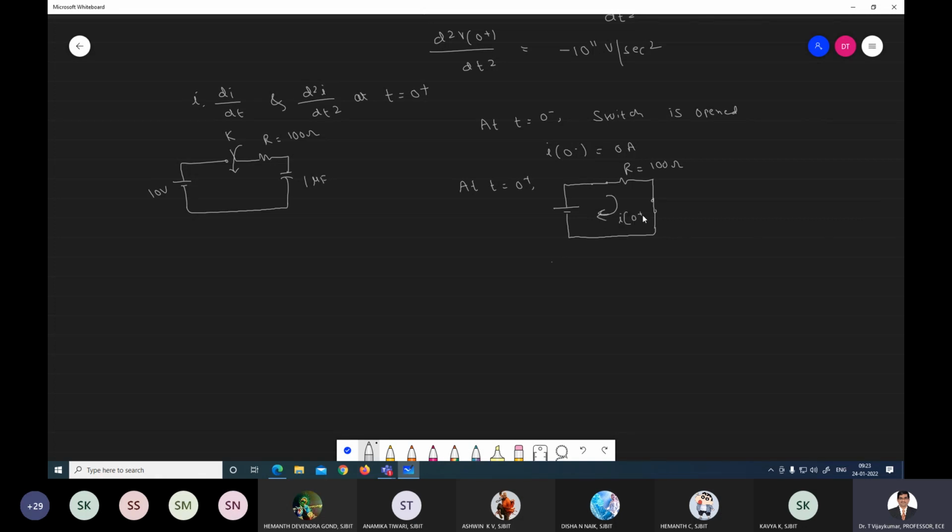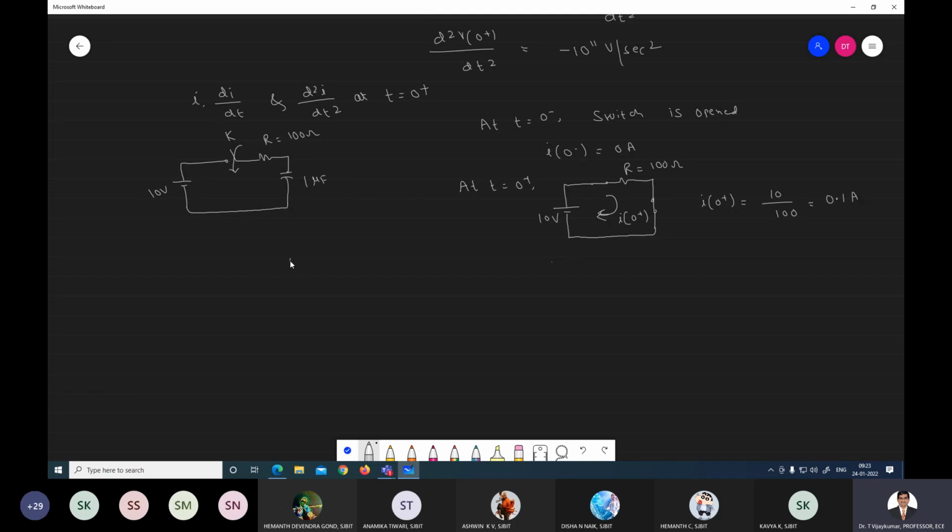Then what is i of 0 plus now? i of 0 plus is equal to 10 by 100. The voltage is given as 10 volts. Therefore it is 10 by 100, so it is 0.1 amps.